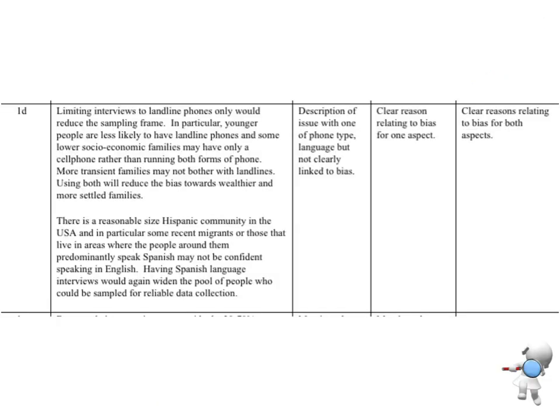So, if you're able to describe one of the issues, but you weren't clearly linking that to the bias, then that gets you an achieved. If you are able to talk about one of those things with clear reasoning, then that gets you a merit. If you get clear reasoning for both of the aspects, so two things, then that would get you through to your excellence. All right. So we need a description and talking about how it is connected to the non-sampling error.